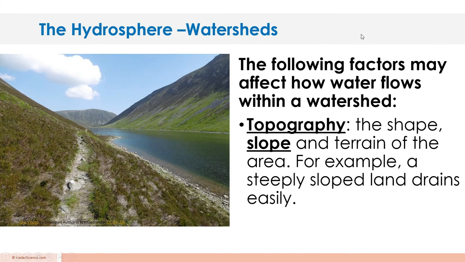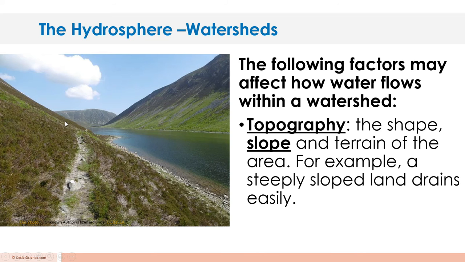So there are 5 factors that are going to affect how water flows in a watershed. So look at this first one, topography. So the shape, slope, and terrain of the area. For example, a steeply sloped land drains easily.